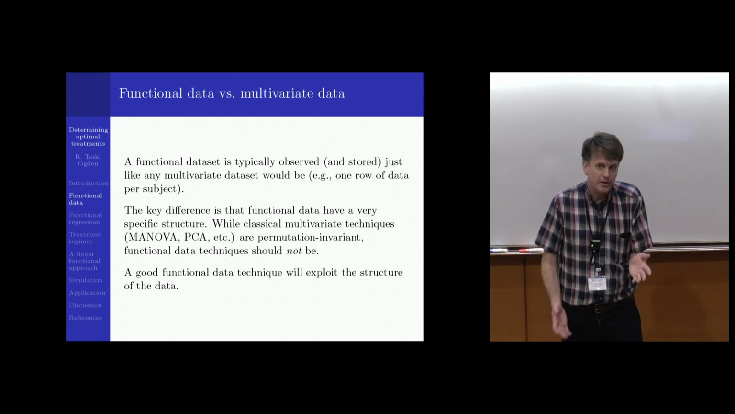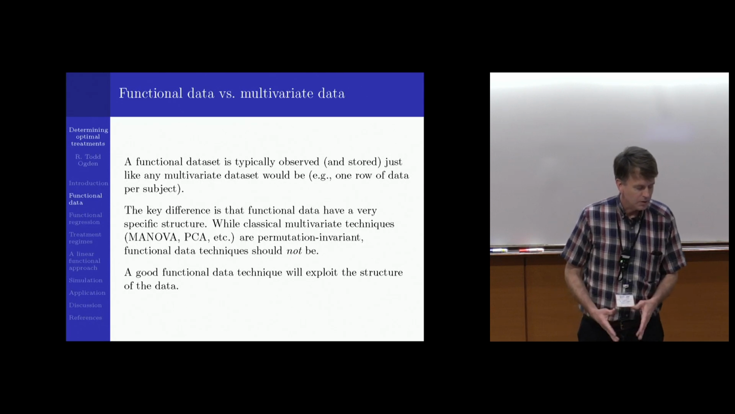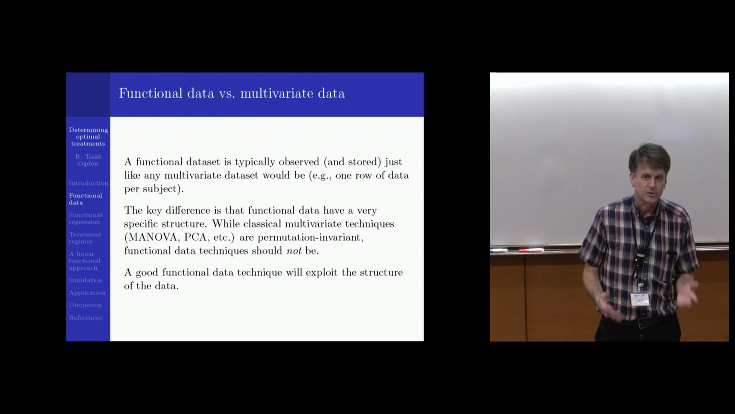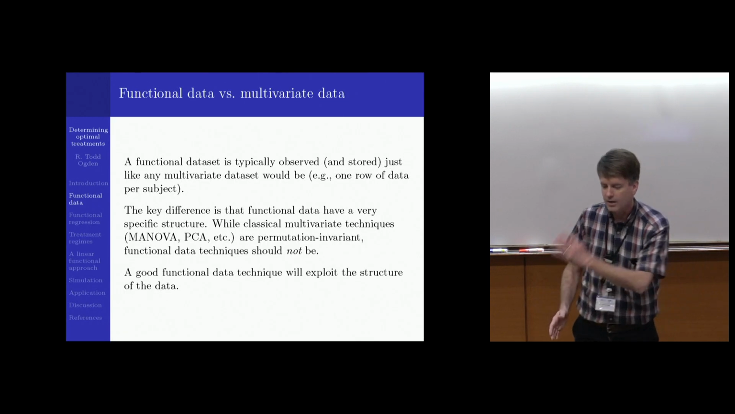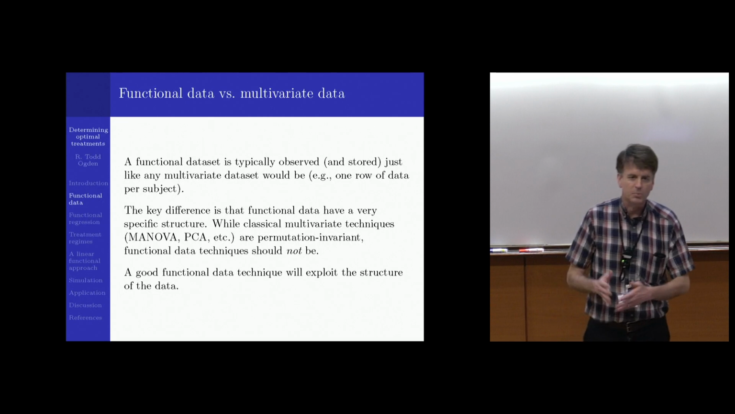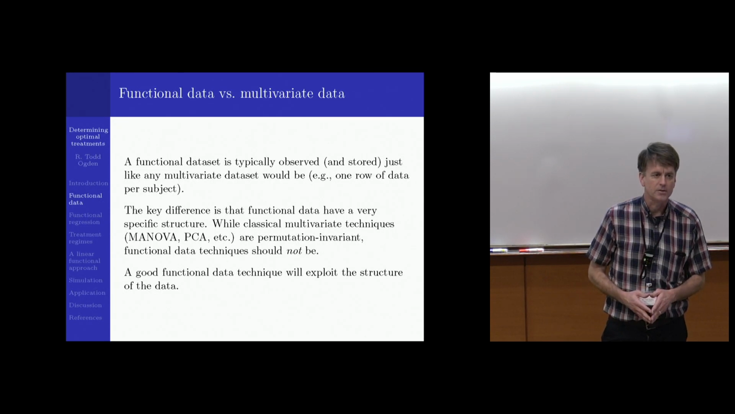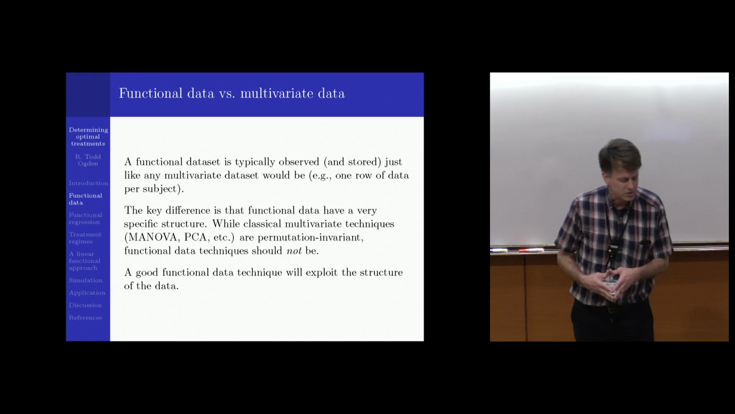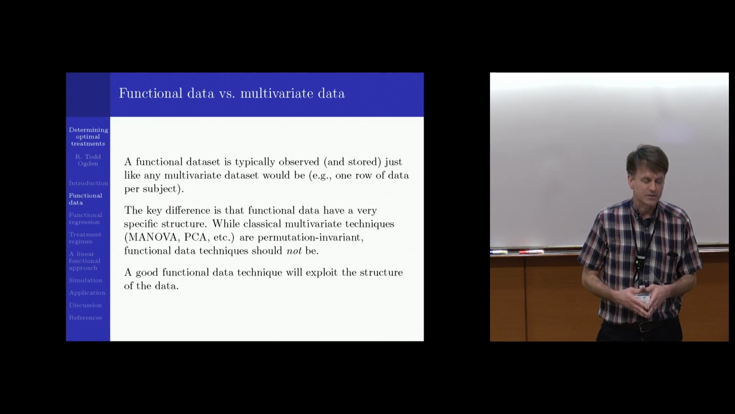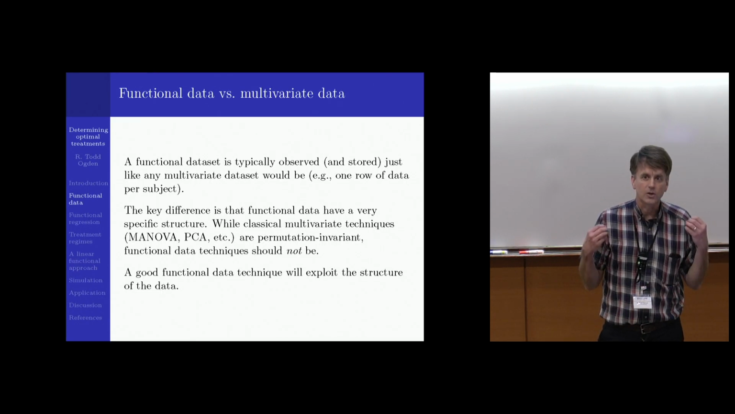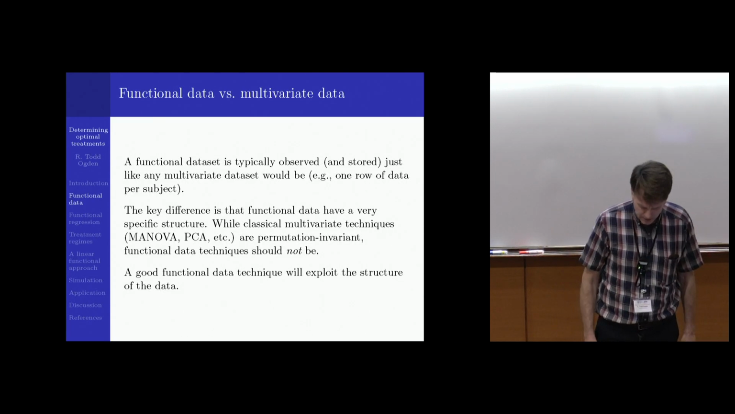So it looks like a vector. If it's a vector, then isn't this just multivariate analysis all over again? Well, the difference is there's structure in functional data. If you've got multivariate data and you've got BMI and age and genotype, you can put those in any order, and as long as you do that same rearrangement with all patients, at the end you should get the same result out. But functional data have to stay in the same order. That's the whole point. And so a good functional data technique will exploit the structure of the data.